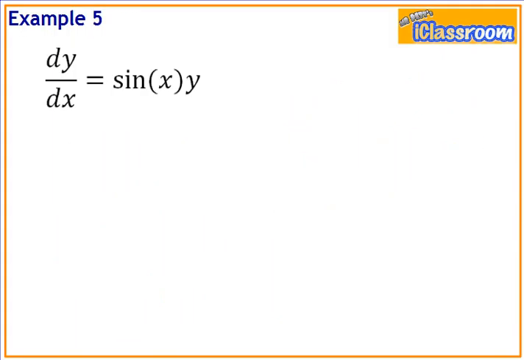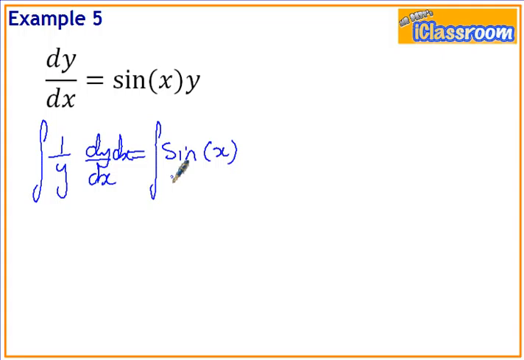Okay, next question. Again, separating out my variables because I've got a product of two functions, one in x and one in y, so I separate them out. I've got 1 over y dy by dx is equal to sine of x.